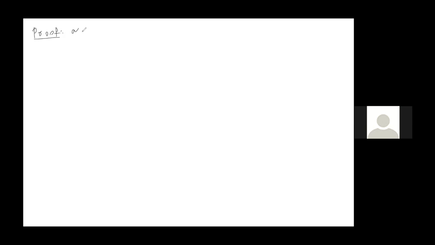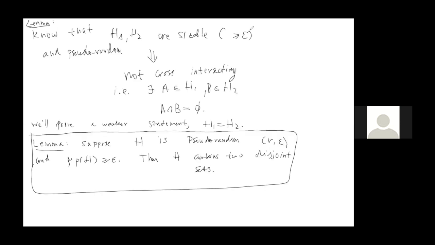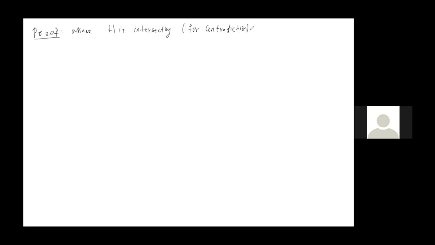So assume H is intersecting. So we're doing it by way of contradiction. Okay. And here's something very amusing. We're not going to really use the fact that H is intersecting, but rather a much weaker property that follows from it.